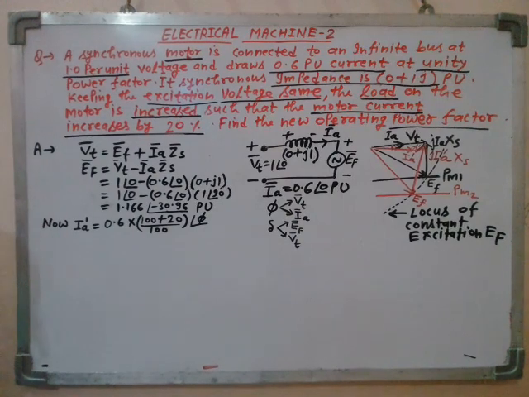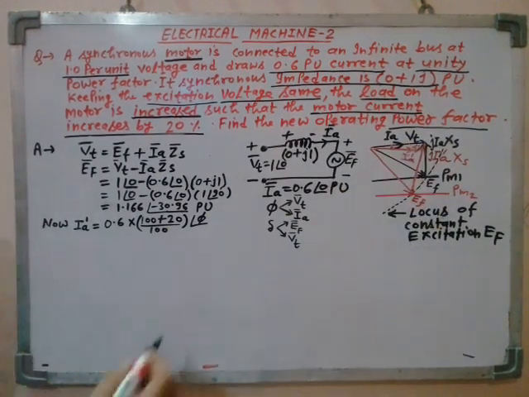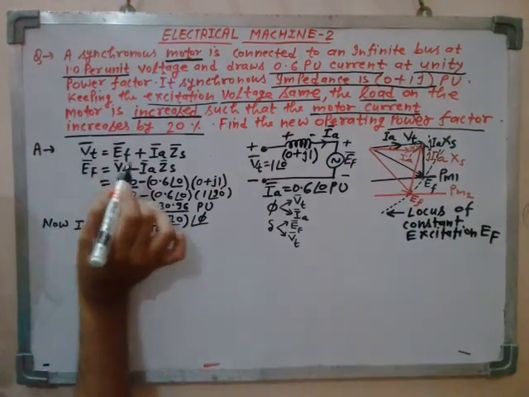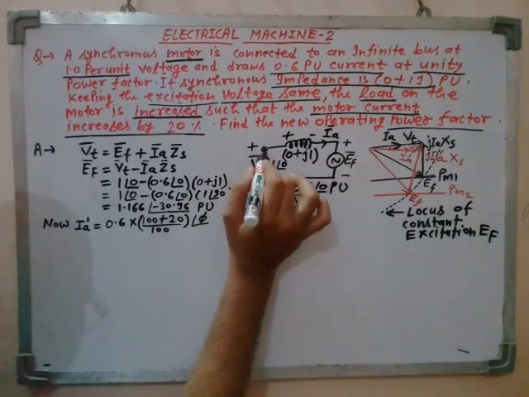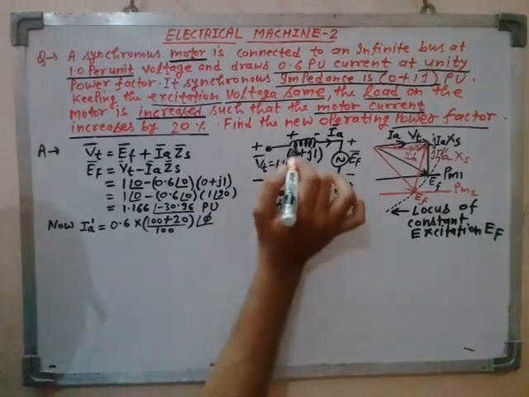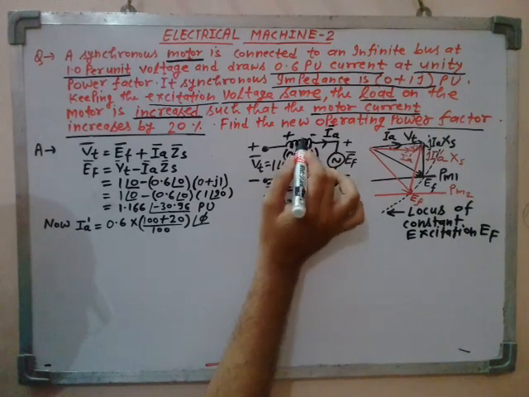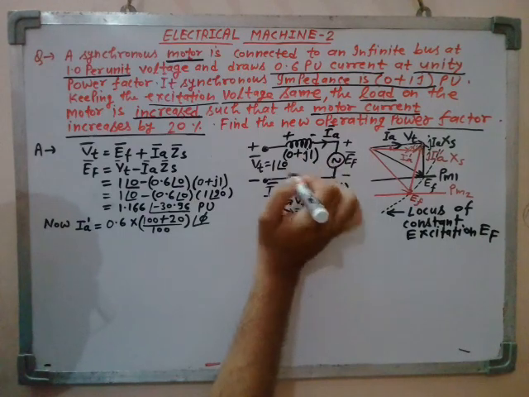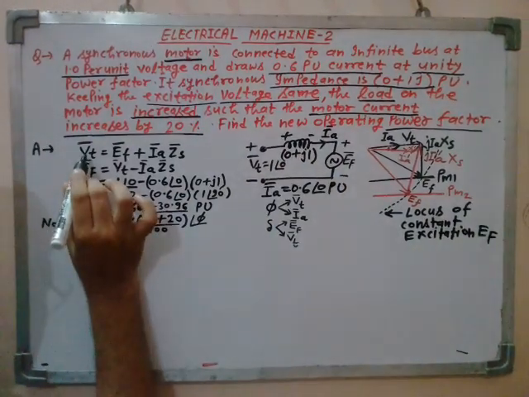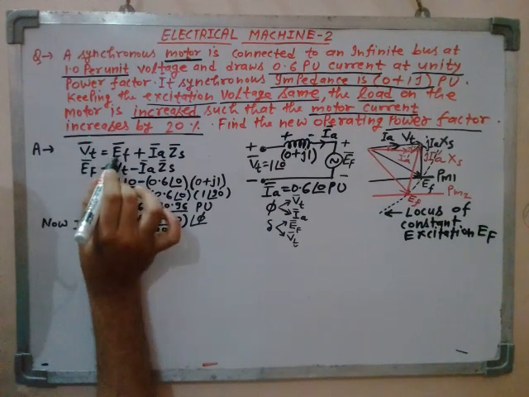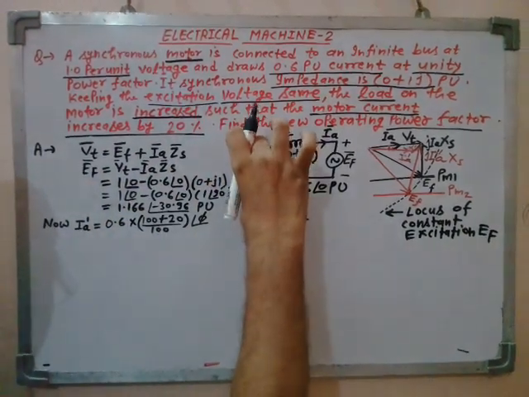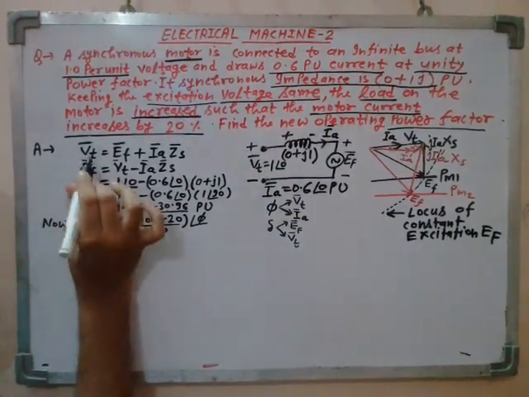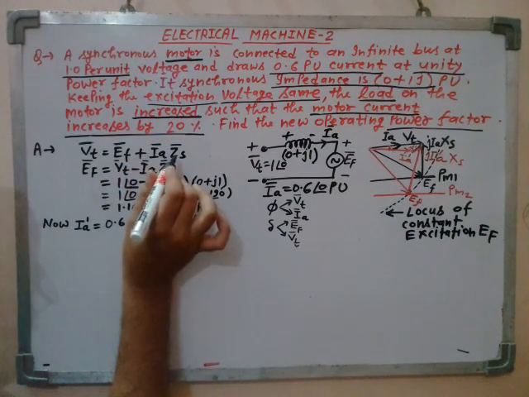So my aim is to calculate this phi dash. First I will apply KVL in this loop and write the circuit equation. Terminal voltage Vt minus Ia times the winding impedance minus EF equals zero. So when you write the equation, you will get Vt equal to EF plus Ia Zs. So the terminal voltage Vt is equal to the excitation EMF plus Ia Zs.